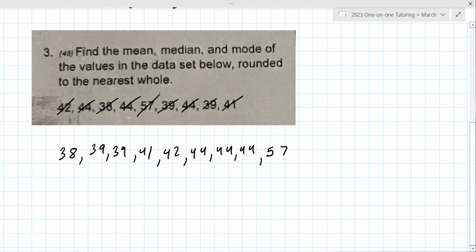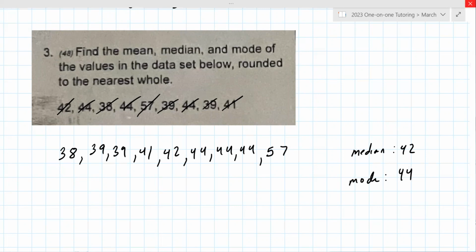So you do that for the median. You don't need to do that for the mean, but it does help for the mode as well. The median is the middle number. There are nine numbers, so it looks like it's 42. What would the mode be? 44.